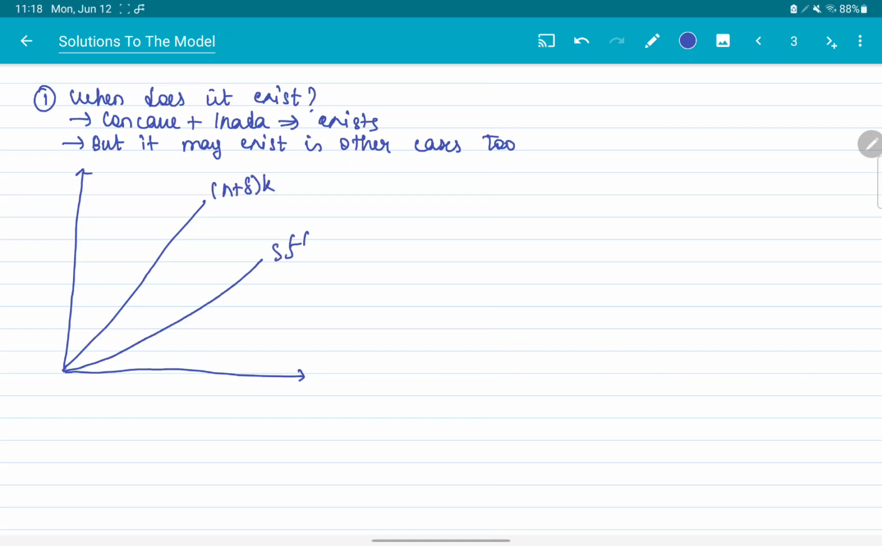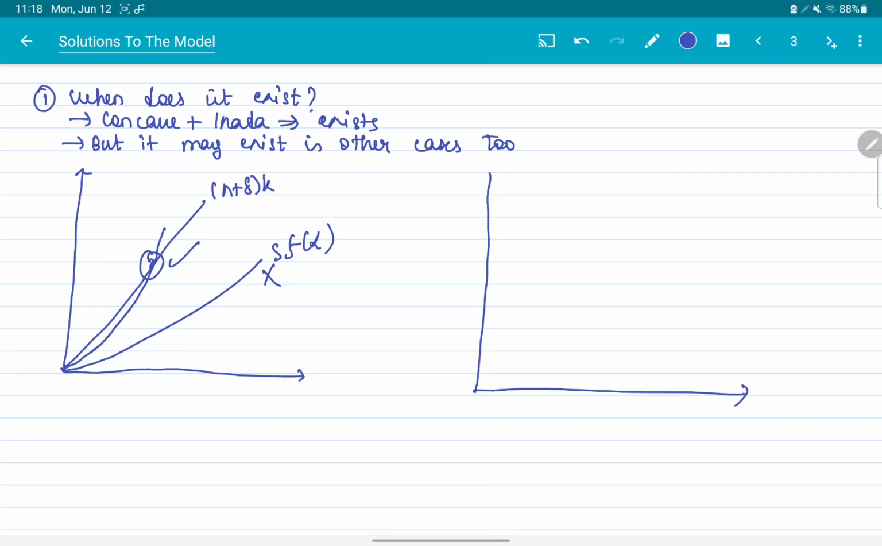Suppose you had this, right? So here there is a steady state, here there is no steady state. So it may exist, it may not exist. Even when it exists, it's not stable, something we'll deal with when we talk about question 2.